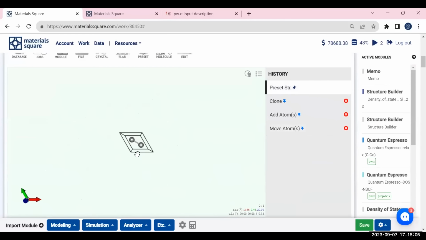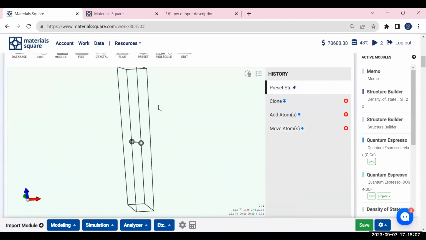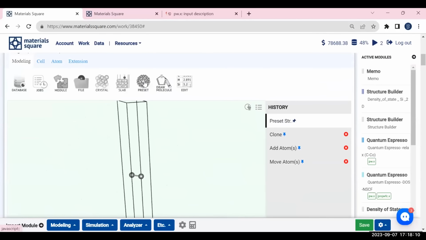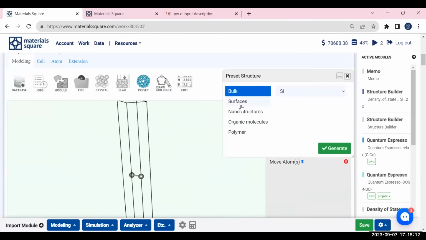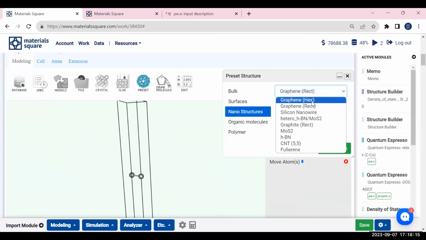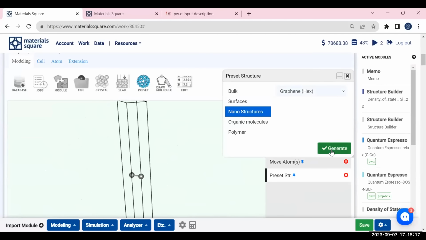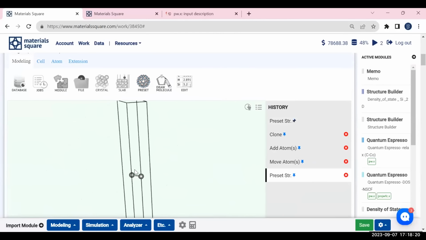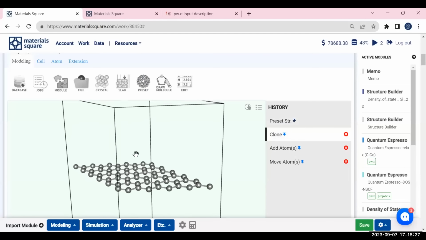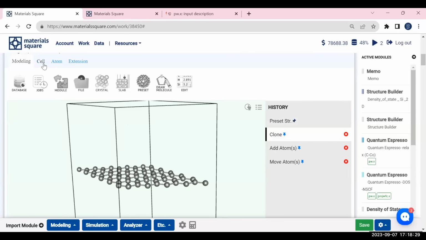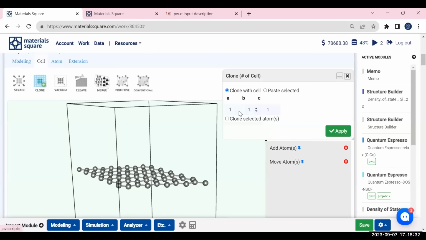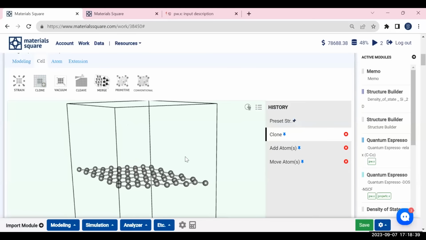So at the first step, you can call this from here. You just go to preset. You can call graphene. We have hex in here. Okay, so now it's generated. But I have already done it, so I just delete. So this one, then we will do clone. I created the clone by just going to the cell, clone the structure, make it 5, 5, 6, I think it was the number, and then this will be created.